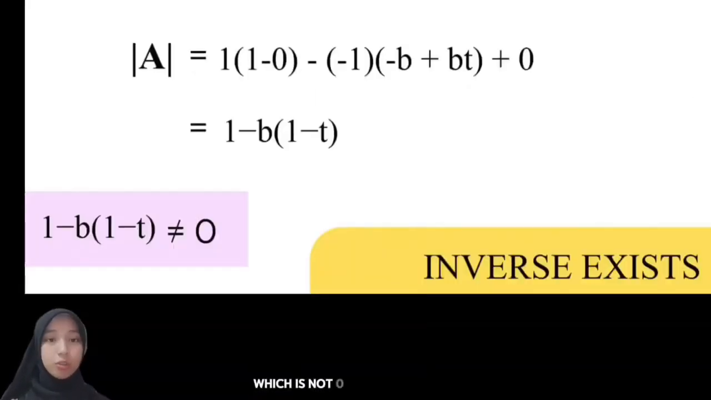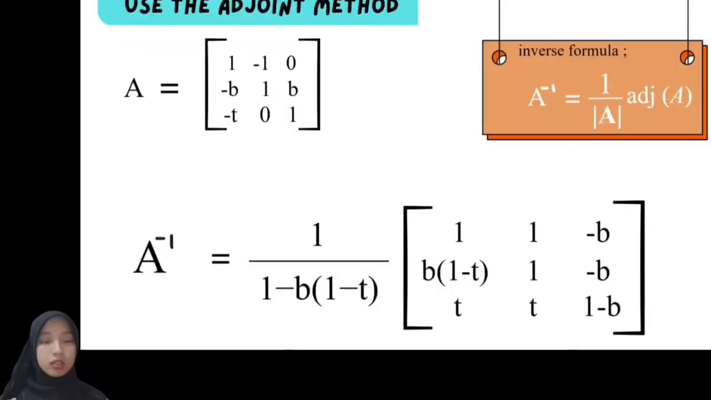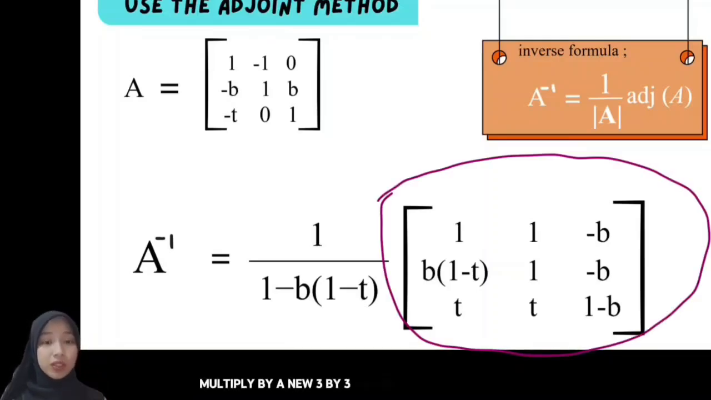which is not 0 because B and T are both between 0 and 1. Therefore, the inverse exists. Using the adjoint method, we write the inverse matrix A inverse as 1 over the determinant multiplied by a new 3 by 3 matrix.